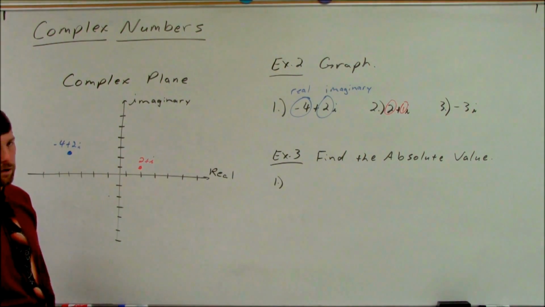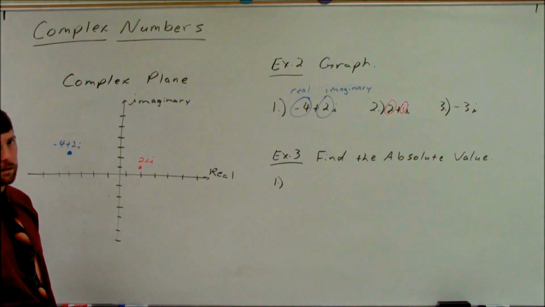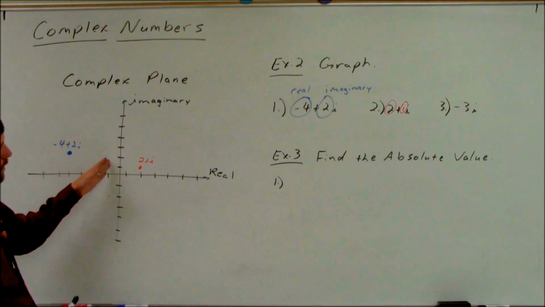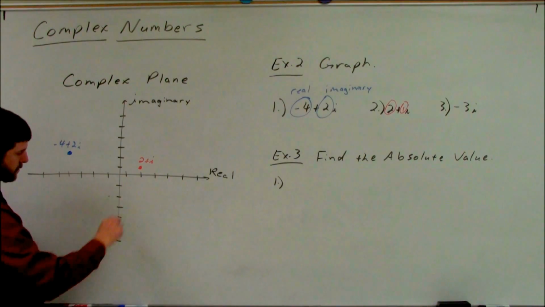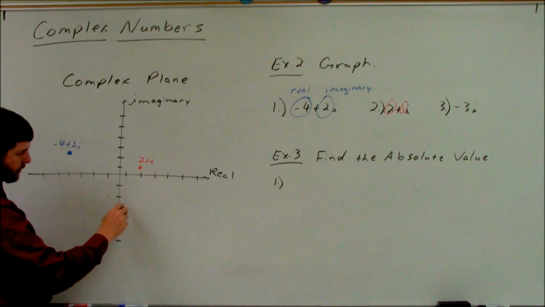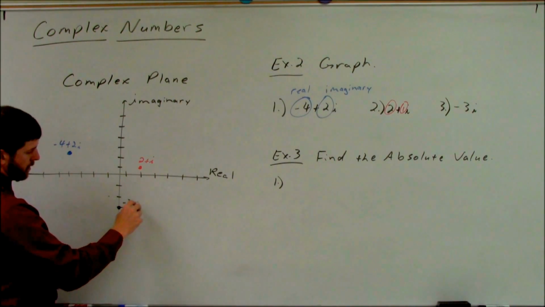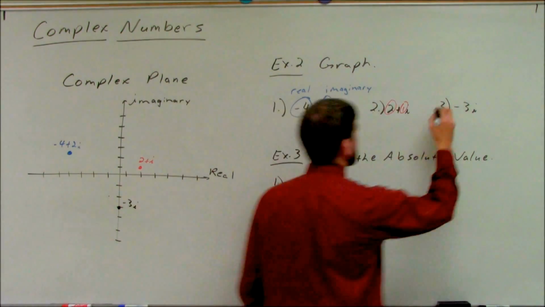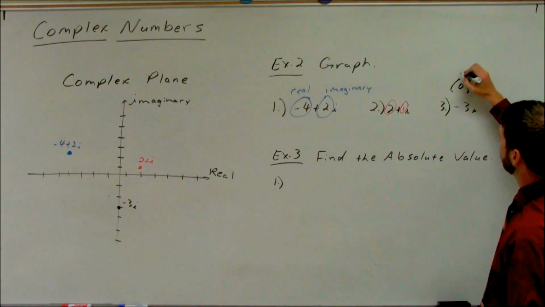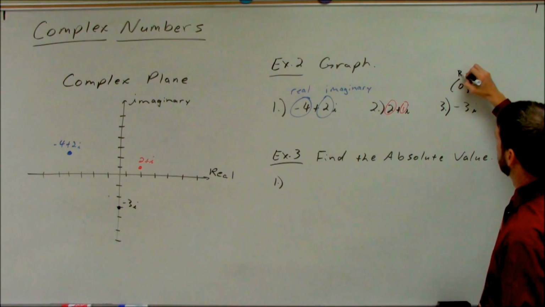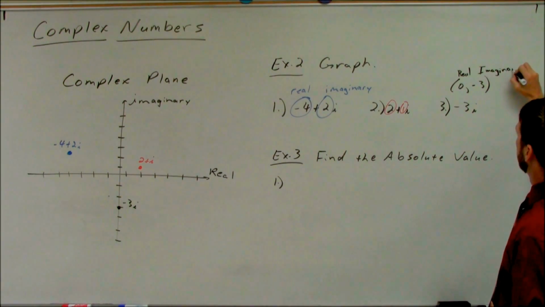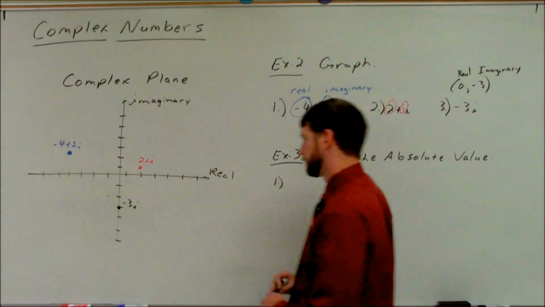So how do you think we would graph negative 3i? Well, we see 0 real part, so I'm not going to move on my real axis. And we see negative 3 imaginary parts. So 0 for my real, negative 3 for my imaginary. So we can read it like the ordered pair 0, negative 3, where we're working with reals and imaginaries instead of x's and y's.